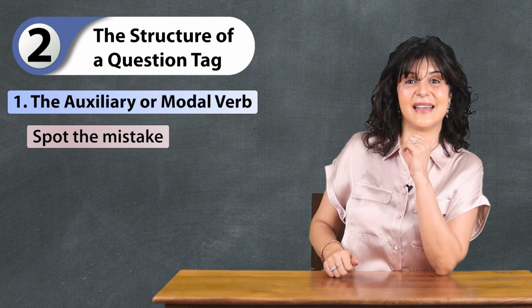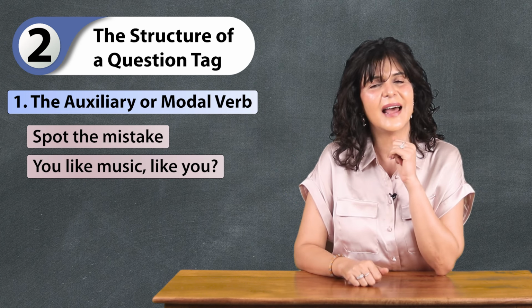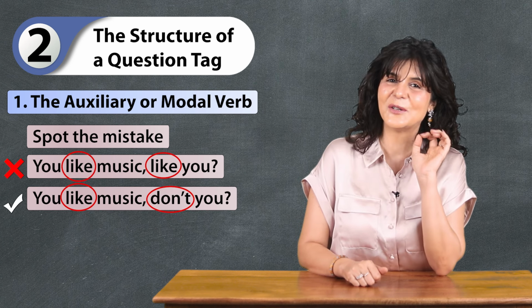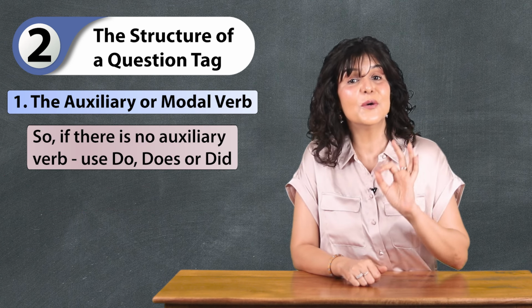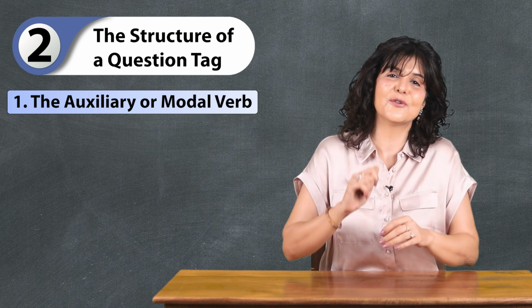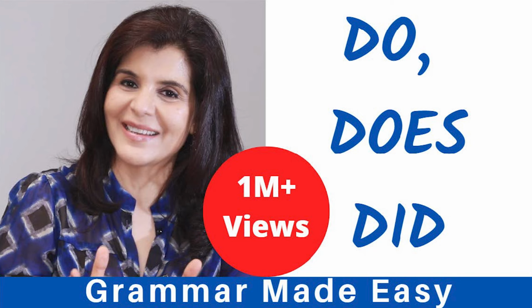Now spot the mistake. You like music, like you? What's wrong with that? You like music, don't you? So if there is no auxiliary verb, use do, does or did. And if you want to know more about these three little words, then I'm going to drop a link below to a detailed video explanation.